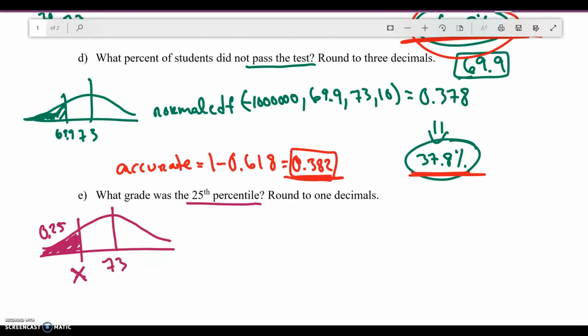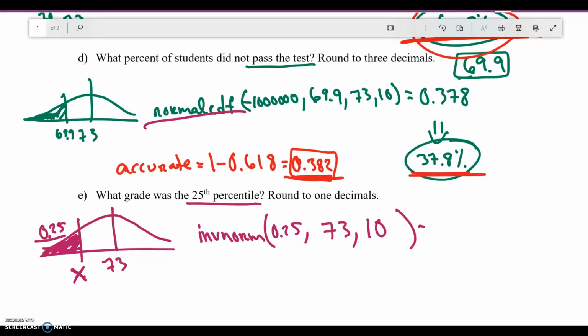What is this grade? Okay, so we don't want to use normal CDF like we were using. This time, since I'm asking you for a percentile, I want to use the inverse normal. So inverse norm. And what we want to figure out is, what is the area to the left? So the area to the left in this case will be 0.25. My mean hasn't changed. It's still 73. And then my standard deviation is still 10. Okay, so that's what we are using for this type of problem. Now I give you the probability, I give you the area, I want to figure out what the x value is.